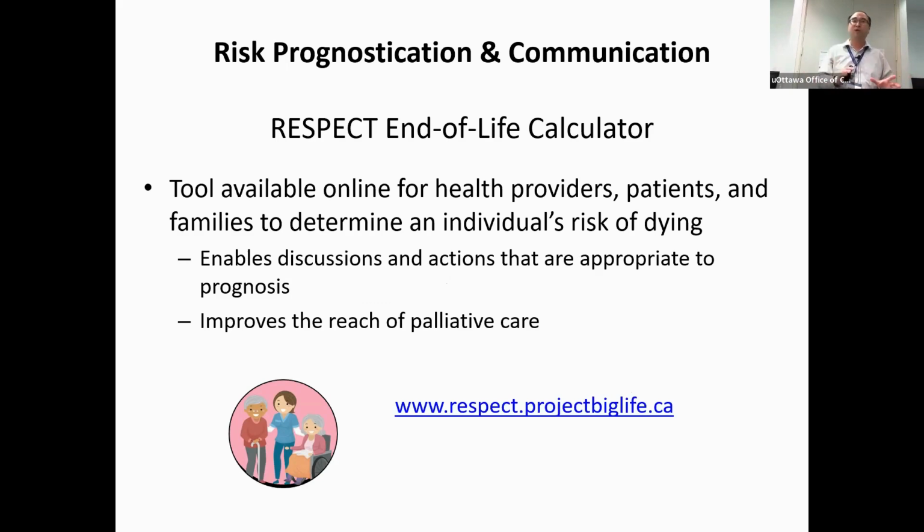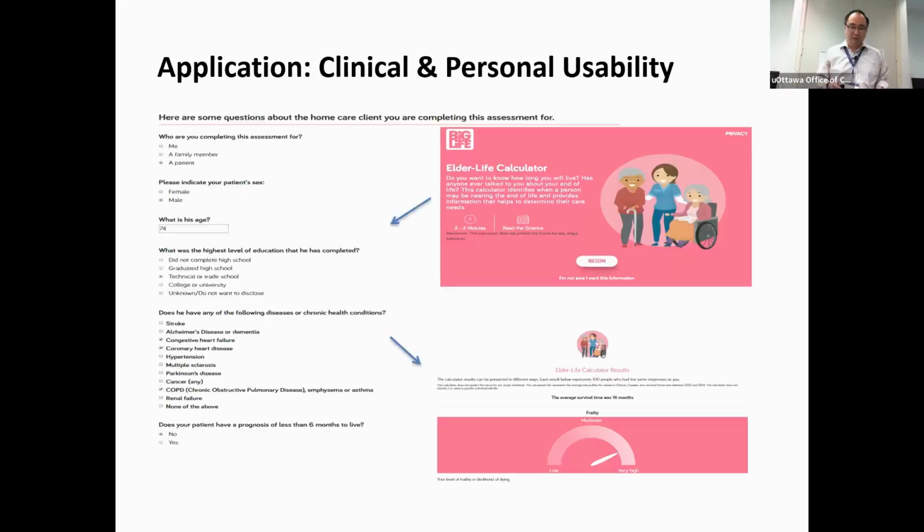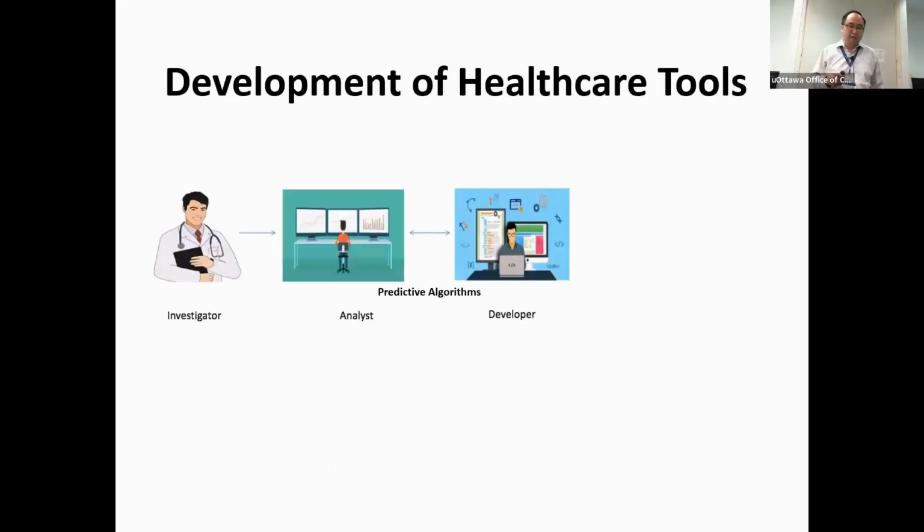So if you have 3 months to live, there are very different things that you should be doing and talking about than if you had 12 months to live. And this is just a walkthrough of the website that we have. I'm not going to go through it because of time, but this is the learning health system that we ourselves are trying to create within our lab. So this is us, the investigator working with the analysts and the web developer.